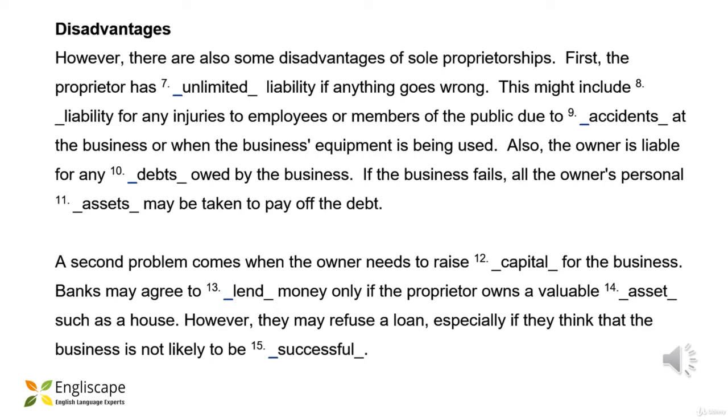Here are the answers for the disadvantages of sole proprietorships. Number 7, unlimited liability. Number 8, liability. Number 9, accidents. Number 10, debts. Number 11, assets. Number 12, capital. Number 13, lend. Number 14, asset. Number 15, successful.